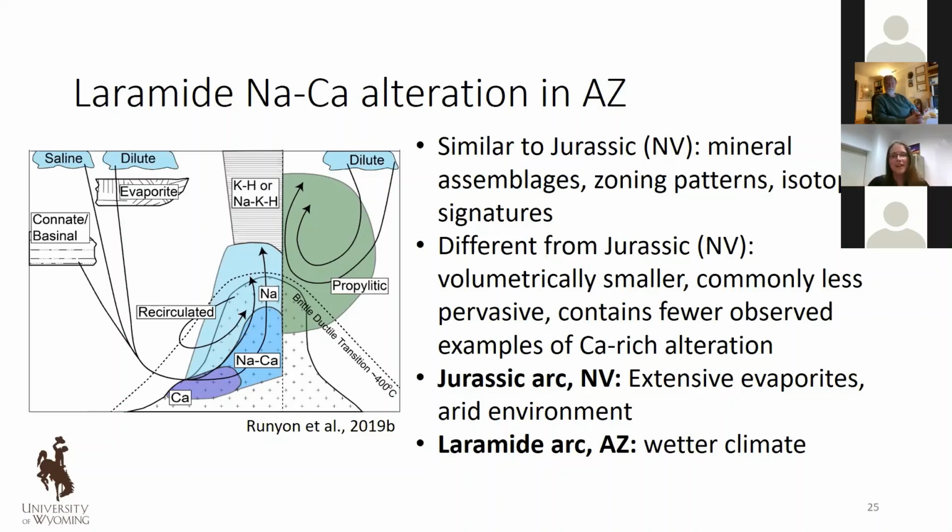And if you buy the interpretation that this is all reflective of external fluid sources, that makes sense, because the Jurassic Arc in Nevada was being placed into a very arid environment. There's extensive evaporites around that could potentially be the source of these saline fluids. Whereas in comparison, the Laramide Arc was a significantly wetter climate, and a lot of these districts don't have preserved Paleozoic, either carbonate or evaporite bearing assemblages.